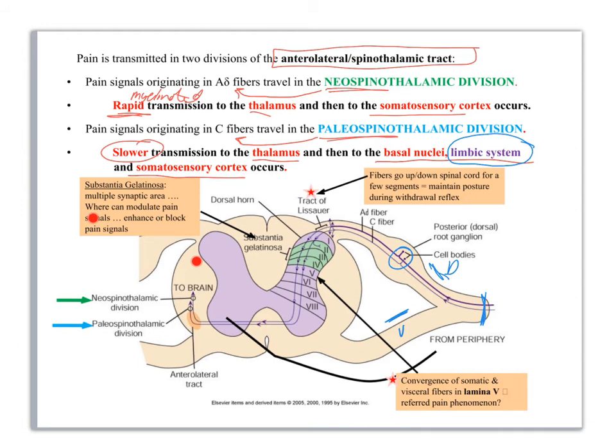Now also you're going to have convergence of somatic and visceral fibers in lamina 5, which is right here. So we've heard about referred pain. Well, where you've got these synapses, basically kind of like wires can get crossed, so that internal organ pain can be interpreted as pain in the skin or muscles, which is kind of interesting.